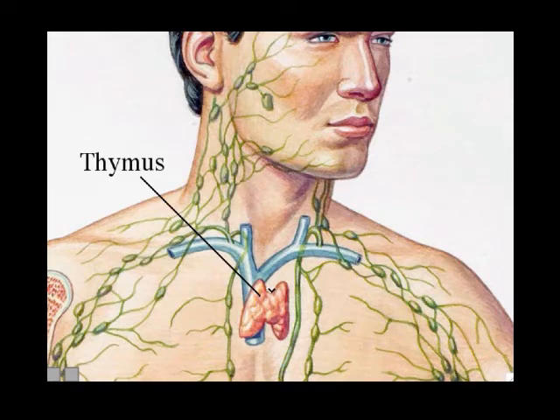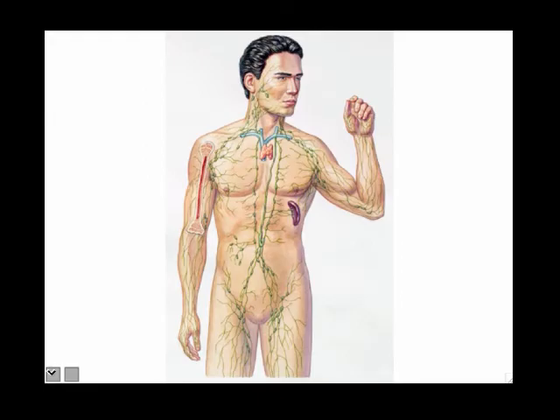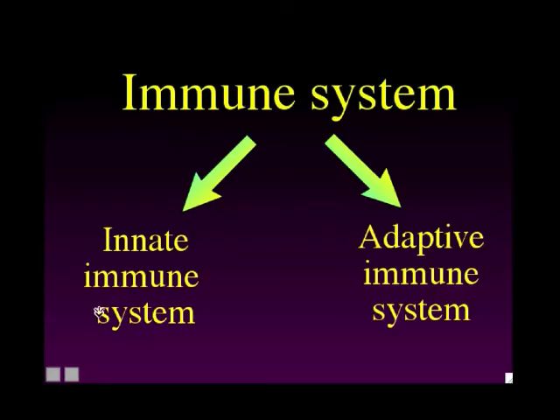That's why they call them T cells, because you find large amounts of them inside your thymus. All right, well, so moving on now to new material on the immune system.